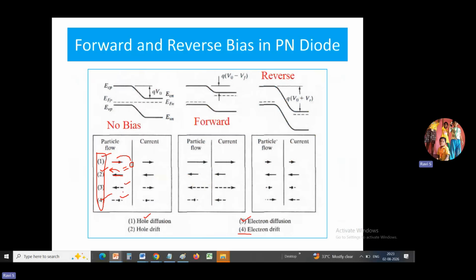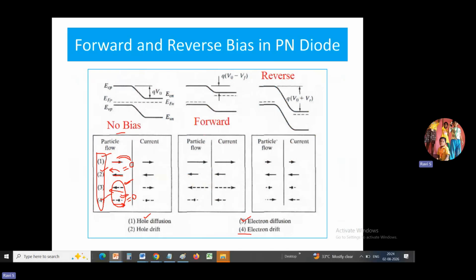While electrons are diffusing from the N region into the P region, the holes are drifted from the N region into the P region, and the electrons are drifted from the P region into the N region. Here also, the amount of electron diffusion and the amount of electron drift are equal. So they cancel each other, and the net current becomes 0. So in no bias condition, the net current equals 0, because the diffusion current and the drift current due to holes and the electrons are equal.